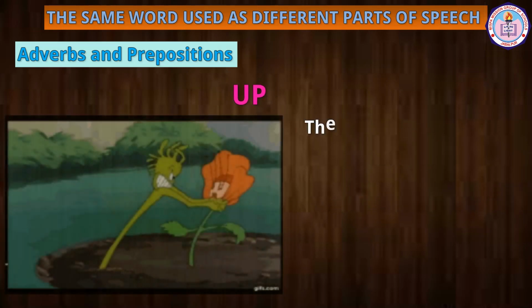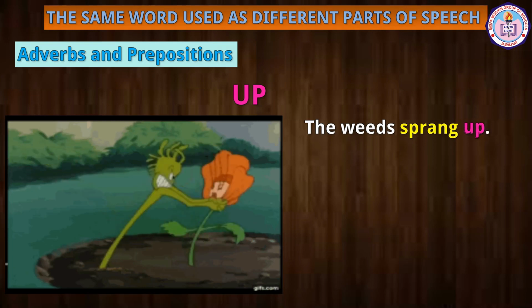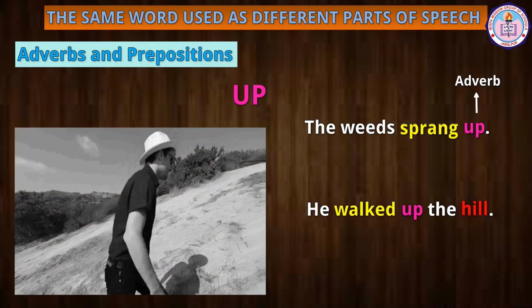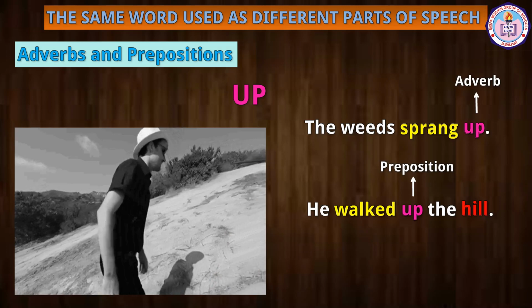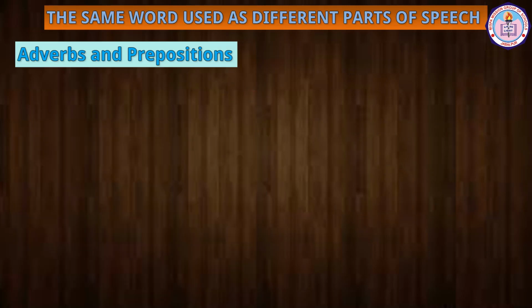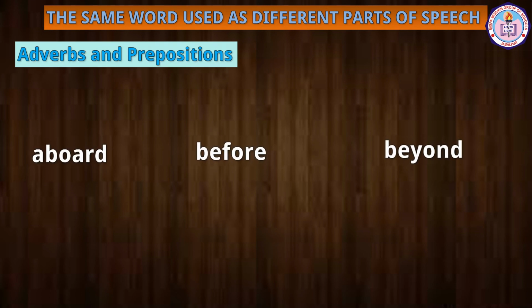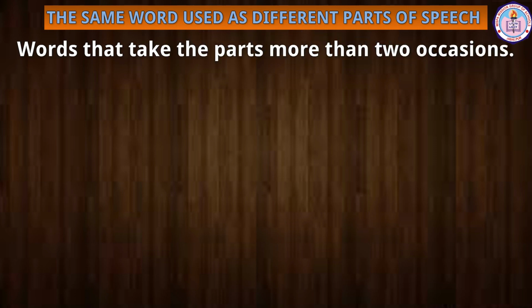Up. The weeds sprang up. Here, up is an adverb of place that modifies the verb sprang. He walked up the hill. Here, up is a preposition connecting two words, walked and hill. Other examples used as both adverbs and prepositions are about, before, beyond, down, inside, underneath. Now, let us discuss the words that take the parts on more than two occasions.